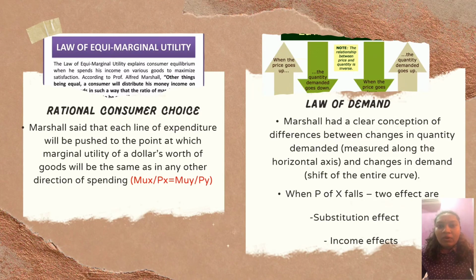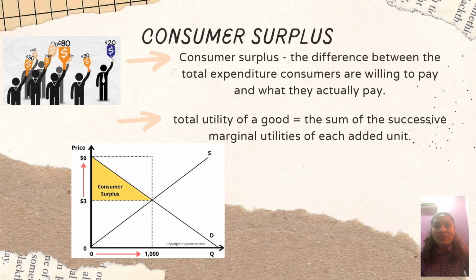While for the law of demand, according to Marshall, he said there must be a clear conception of the difference between changes in quantity demanded, measured along the horizontal axis, and changes in demand, which shift the entire curve. Okay, and then when Px falls, there will be two effects, which are the substitution effect and the income effect. Next, we will see consumer surplus.